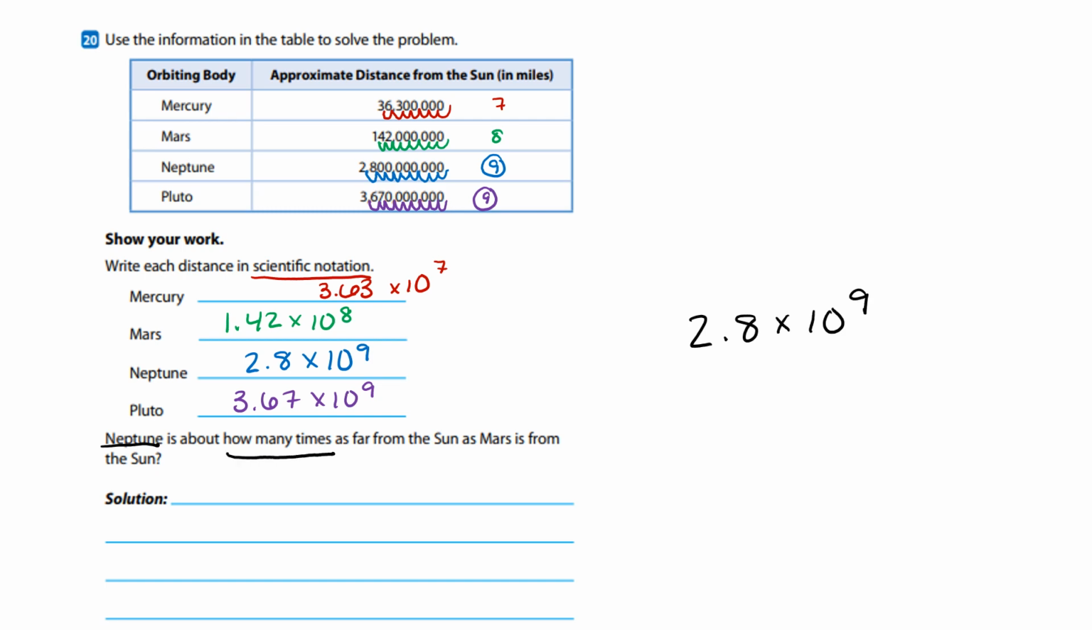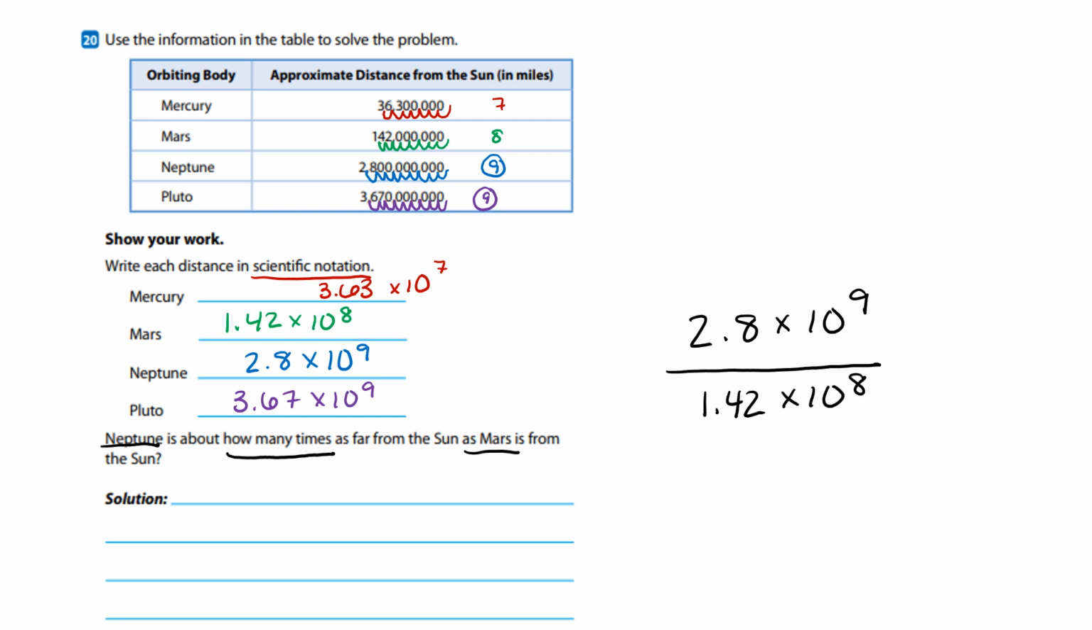How many times, when it asks that question, it's a division question. How many times greater, how many times as far, how many times larger? Those are all going to be division problems. And we're dividing it by Mars. And so Mars is 1.42 times 10 to the 8th.